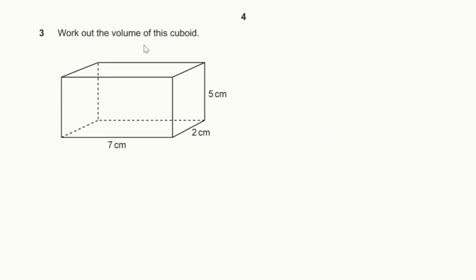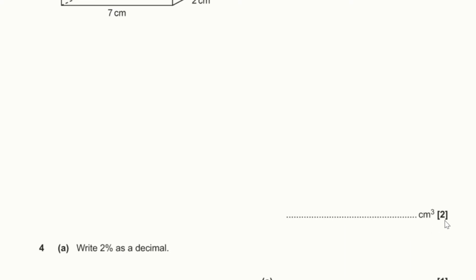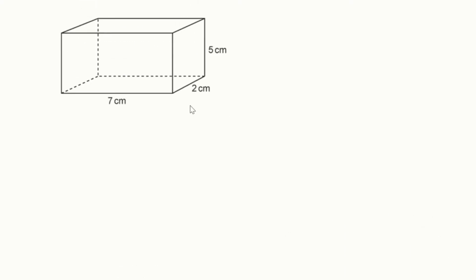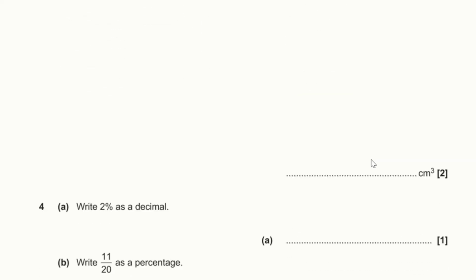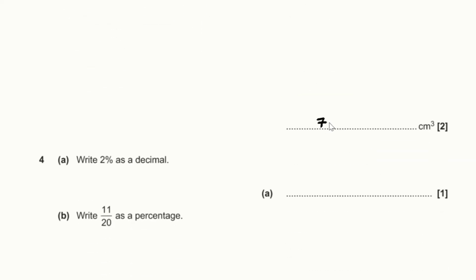Question number 3. We have to work out the volume of this cuboid. If we take a look at the units, we've got centimeters cubed, and here the dimensions are given in centimeters. And so therefore the volume is equal to 7 multiplied by 2 multiplied by 5. It turns out the volume is 70 centimeters cubed. So we have 70 centimeters cubed.